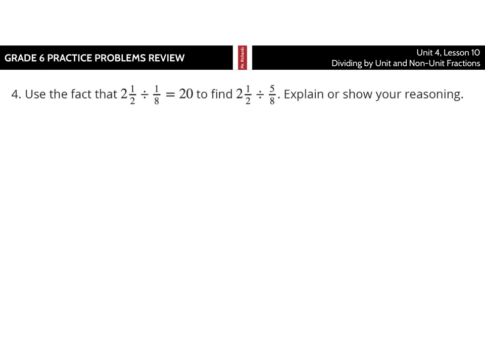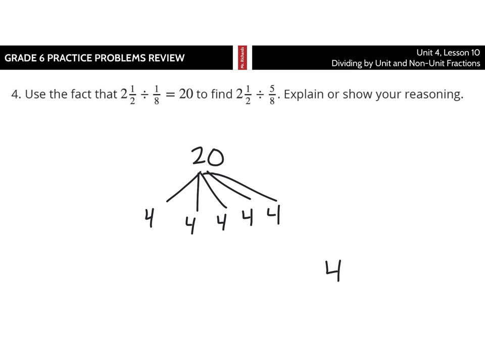In question number 4, we're going to use the fact that 2 1/2 divided by 1/8 equals 20 to find what 2 1/2 divided by 5/8 is. Explain or show your reasoning. Well, if we took 2 1/2 and divided by 1/8 to get 20, we're dividing that instead by 5/8. So we're splitting that into not just 1/8, but 5/8. Now there's 20 groups of 1/8 in the 2 1/2. Now the size of each group is going to be quintupled, and so the number of groups will decrease by a factor of 5, which basically means you're dividing by 5 to get 4. So 2.5 divided by 5/8 is actually 4.